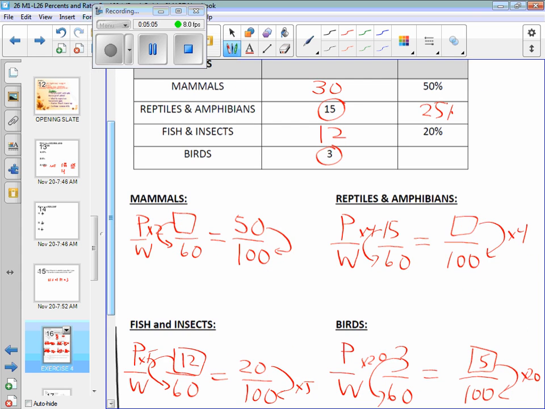Then I kind of wanted you to put it all together and think. This column has to add up to what? Just say it out loud. 60. Right. All of the parts have to add up to the whole. What about this column? All of the percentages have to add up to what? 100. And they do. That's a good way to check your work. Okay? Alex?